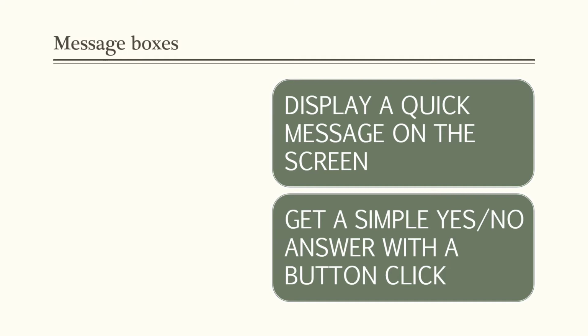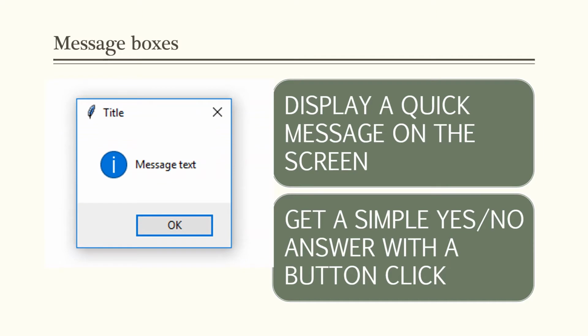Message boxes let you display a quick message on the screen like this. You can also use them to get a simple yes/no answer with a button click, and we'll learn about that in the next presentation. The message will stay on the screen until the user clicks OK. That means the message isn't permanent in the way that a label on the window is, but it does mean that the user has to acknowledge it. They have to click on OK or the program won't continue. So it's a good way of making sure that your user has noticed an important message.